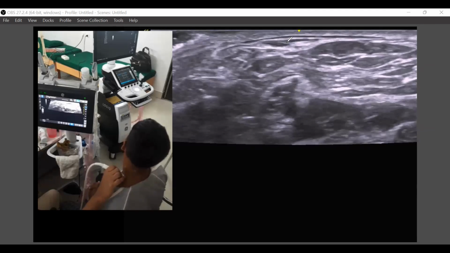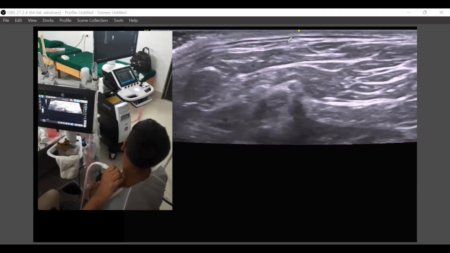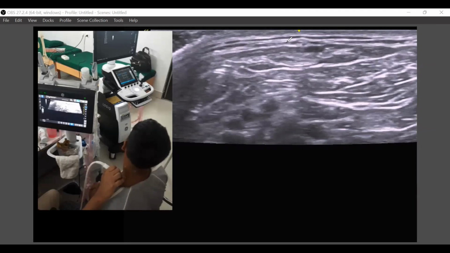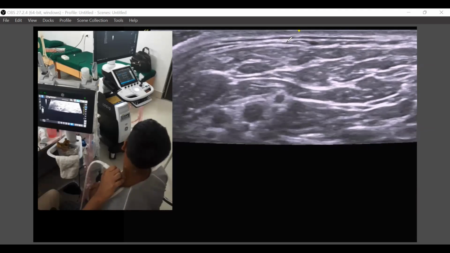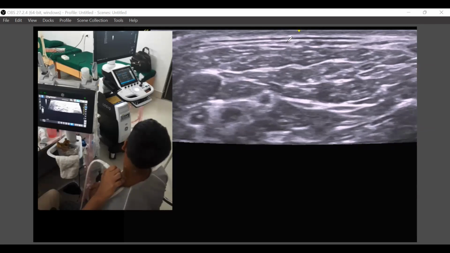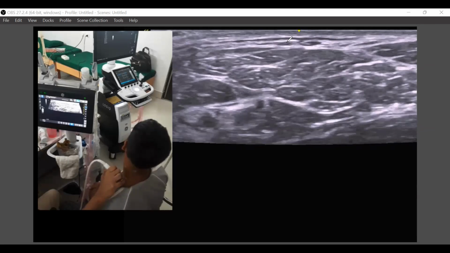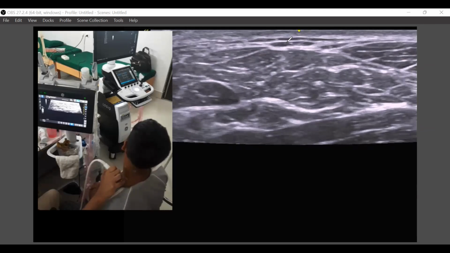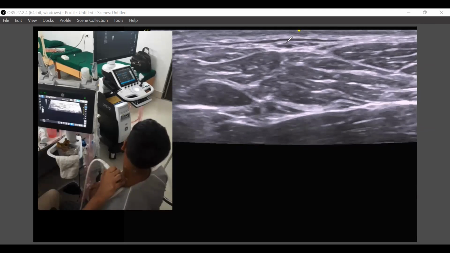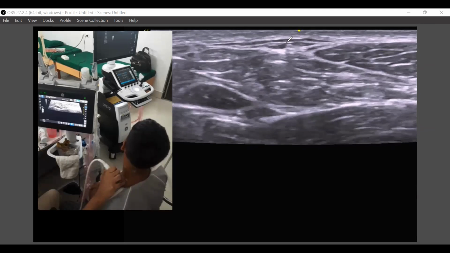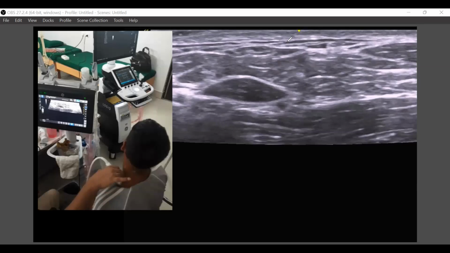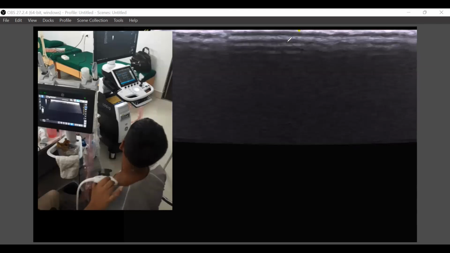I'm just following the clavicular branch first, coming superficial, going laterally, just below my screen, and look at my probe where I'm going, and it is going laterally towards the clavicle, and it gets divided into branches. Still, I am following one of the branches there. So look at my probe where I am coming. So this is the supraclavicular branch.